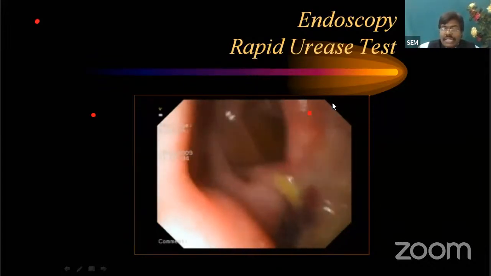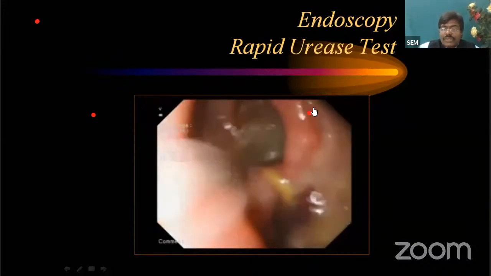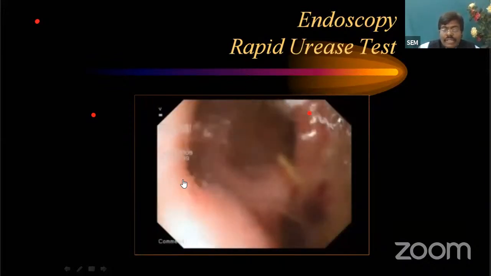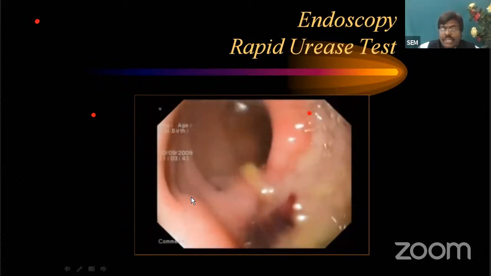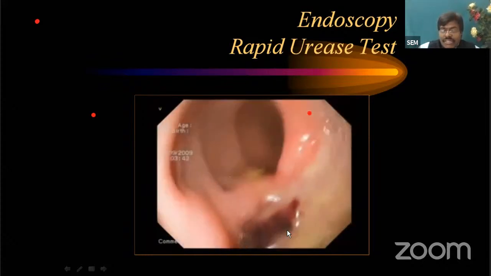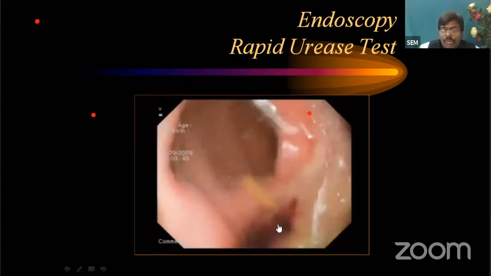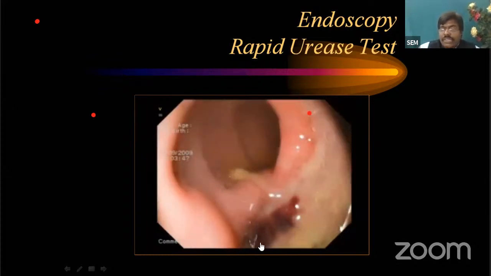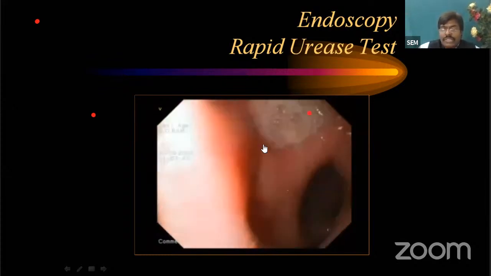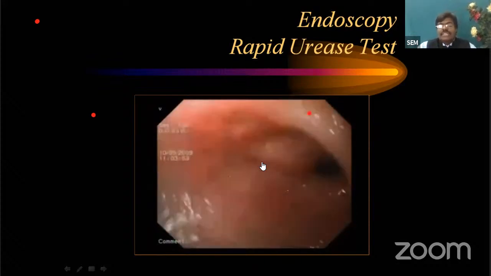Here there is a posterior duodenal ulcer. Actually, this is the normal looking duodenal anterior wall. Here's a large slough ulcer. You can see some dark blood here. So, a large ulcer, about 3 centimeter duodenal ulcer. And also there is another ulcer, a superior ulcer. So it is actually two ulcers in the same patient.